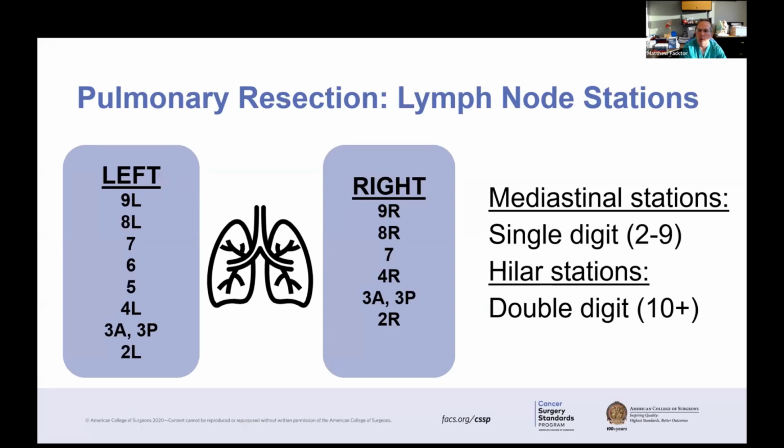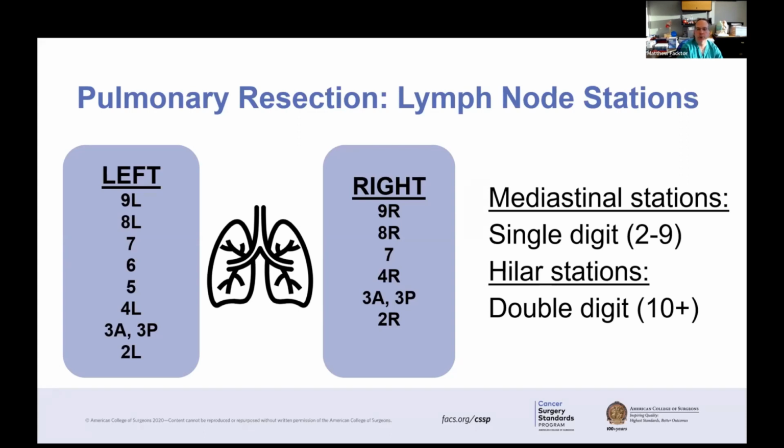Dr. Veeramachaneni is going to go over a little bit of that later today in a wonderful video that's been produced. But those are all mediastinal lymph node stations, and we want to be sure we're sampling from at least 3 of those, whichever side the surgery may be on. And then, of course, these are all single-digit lymph node stations.